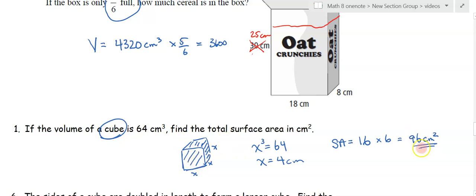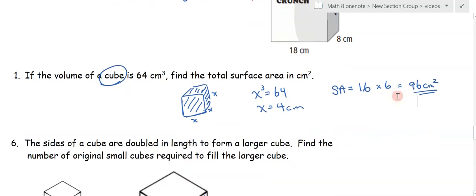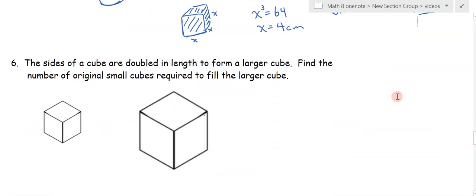If I gave you the surface area, you could work backwards. You would divide it by 6, then you would square root it to get the edge length, and then you could find volume by cubing it. So either way, whichever one I give you in a cube, you could work the opposite direction. What if I gave you a cube and I told you all the side lengths were doubled to form a larger cube? Could you find the number of small cubes to fit that?